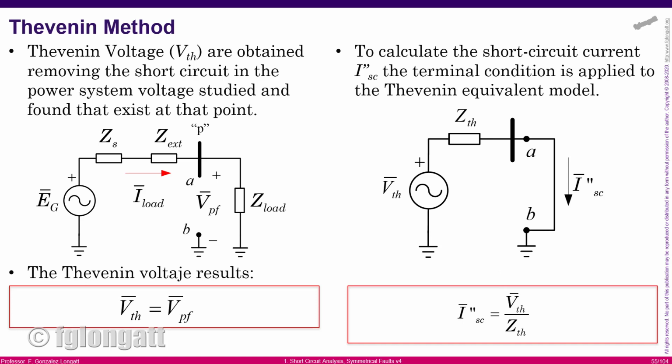It's extremely simple to see that the Thevenin method is extremely simple, because in the Thevenin method, you require the Thevenin voltage that, coming from the definition, is the voltage previous to the fault at the point of the fault. And then what you need to do is calculate the Thevenin impedance, and that is all.